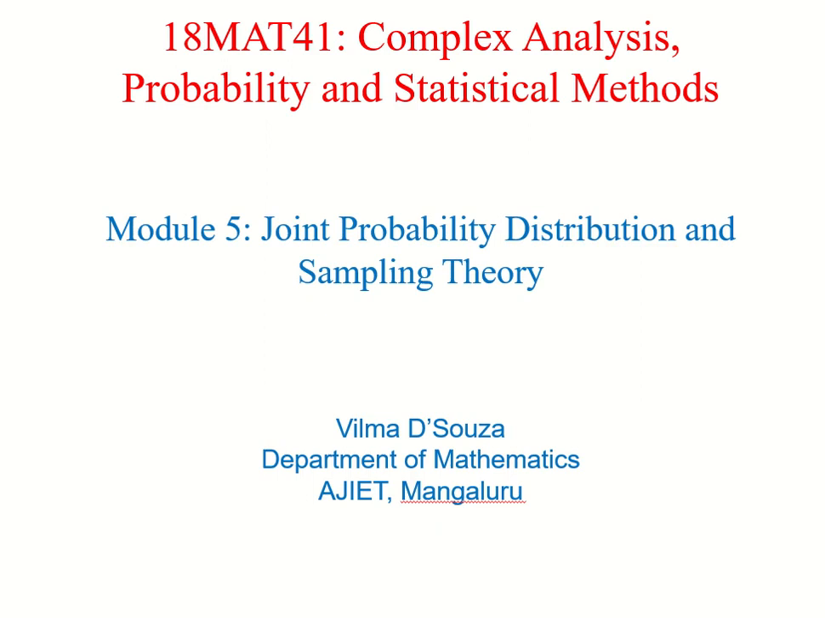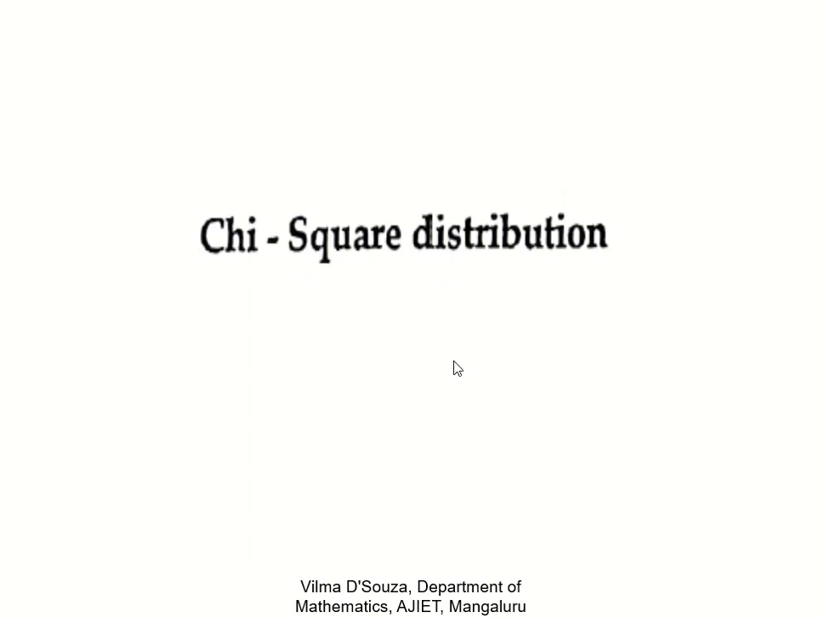Hello everyone. In this video session, I am going to continue the discussion with Module 5 Joint Probability Distribution and Sampling Theory of your subject 18 MAT 41. As you already know, in the previous video session we discussed joint probability distribution and sampling, and in the last video session we discussed the Student's t-distribution. Today we are going to discuss one more distribution known as the chi-square distribution.